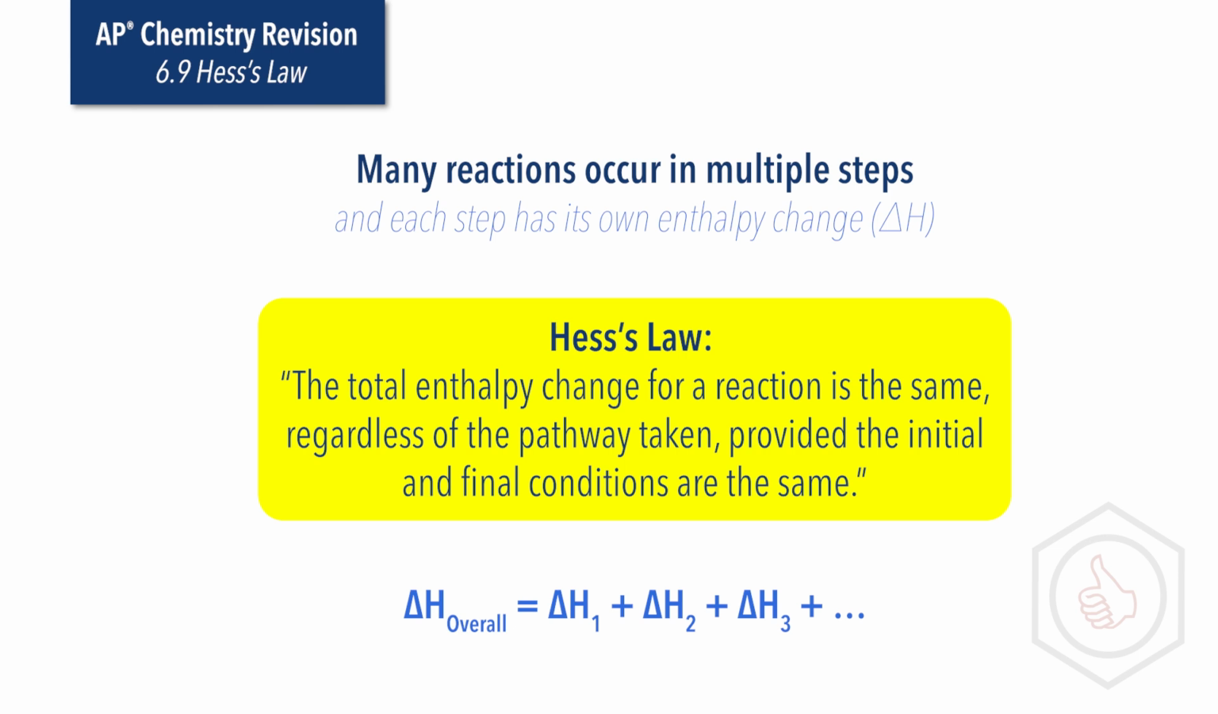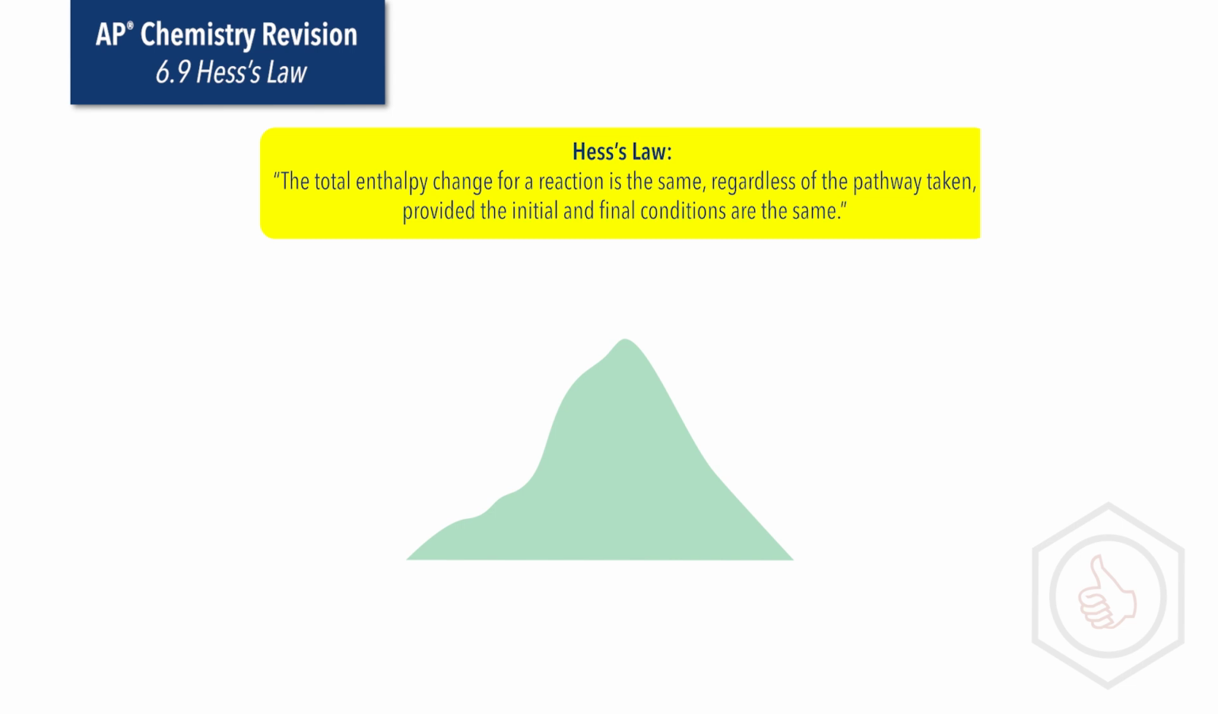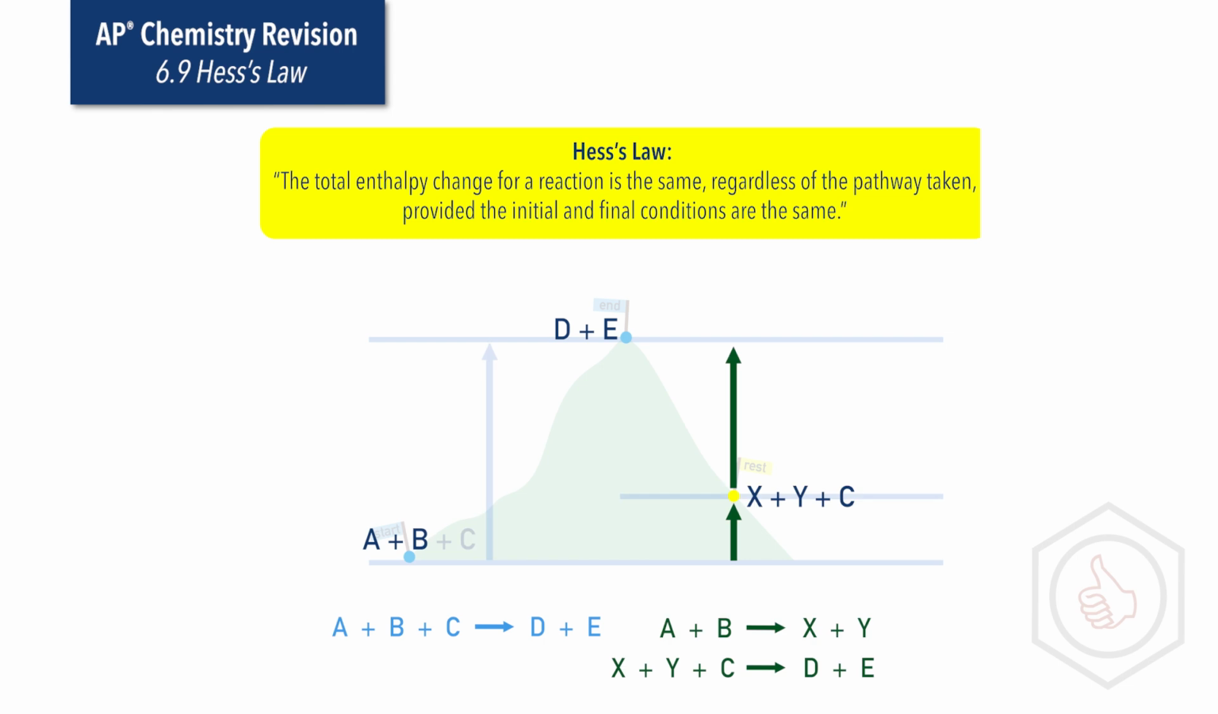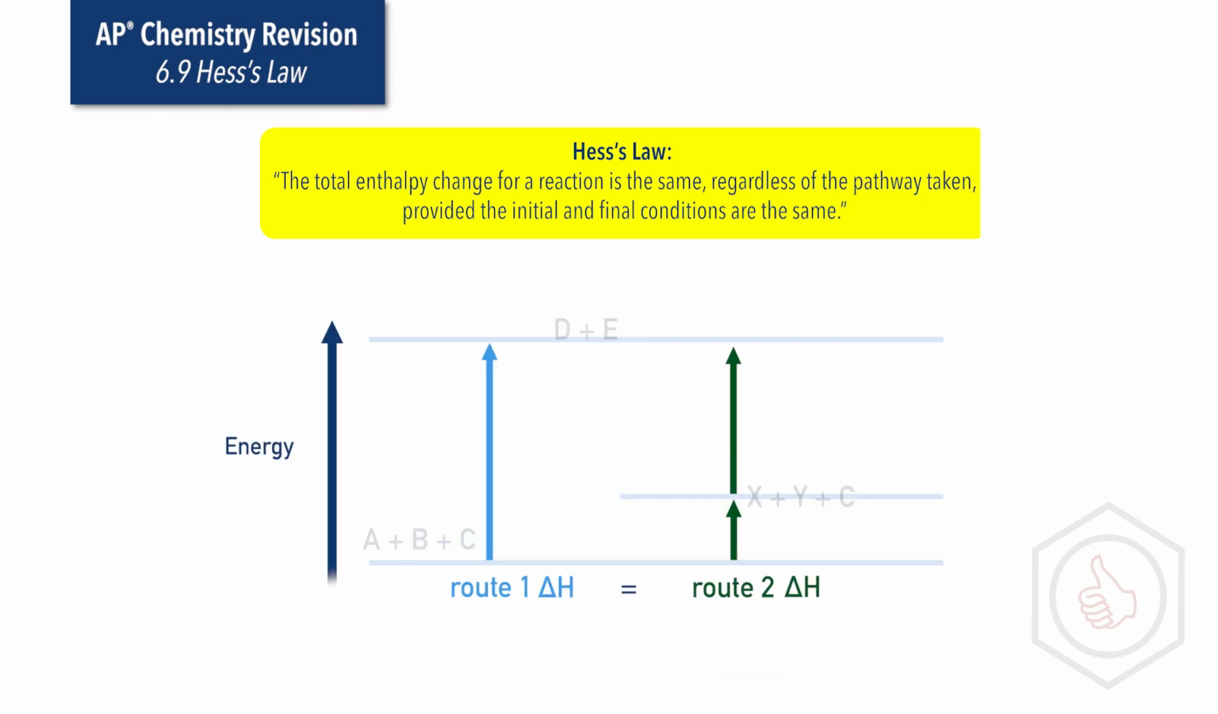It's a bit like climbing up a mountain. It doesn't matter which route you take to go up to the top of a mountain, your overall change in altitude will be the same regardless of the route you've taken. Whether a process happens in one step or several, the total enthalpy change will be the same if the start and end points are the same.